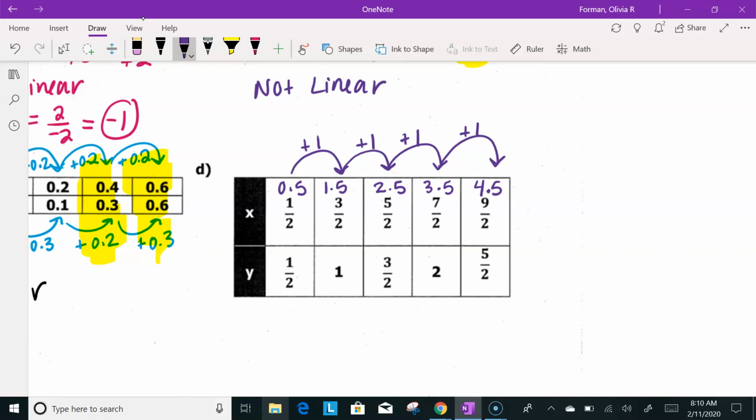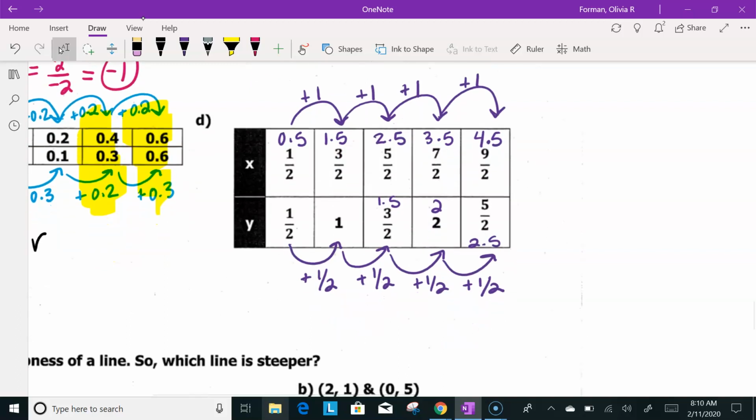If you go and look down here, 1/2 to 1, 1/2 plus 1/2 gives us 1. This again is 1.5, 2, 2.5. So to go from 1 to 1.5, we added a half. To go from 1.5 to 2, we added a half. To go from 2 to 2.5, we added a half. So this one, our slope is going to be 1/2 divided by 1. 1/2 divided by 1 gives us just a slope of 1/2 there.